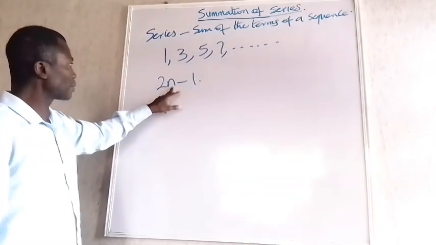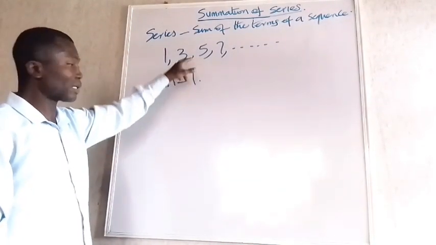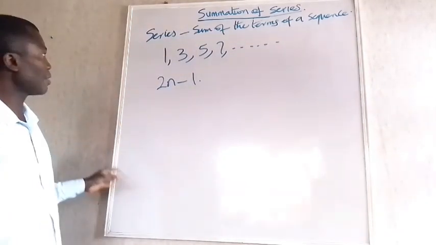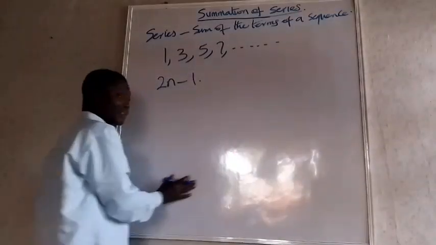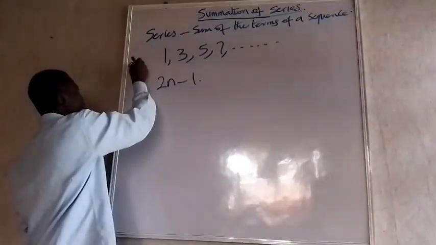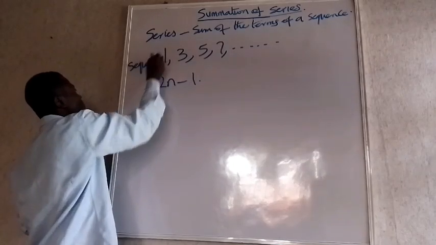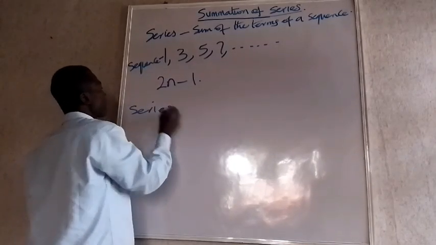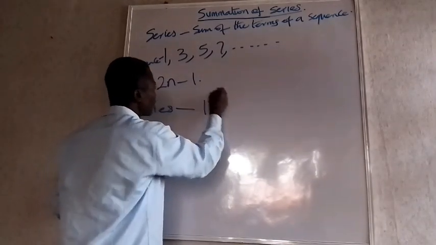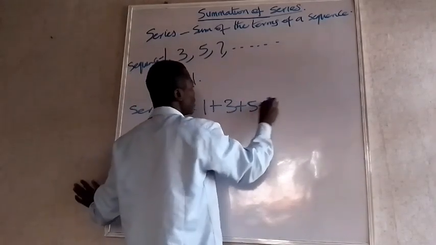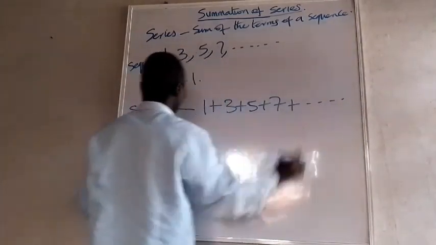This is the first term. 2 times 1 minus 1, 1. 2 times 2 minus 1, 3, and it goes like that. Now, if I want to sum this and express it as a series, this is the sequence. This is the series. It's going to be 1 plus 3 plus 5 plus 7 plus. That's the series.